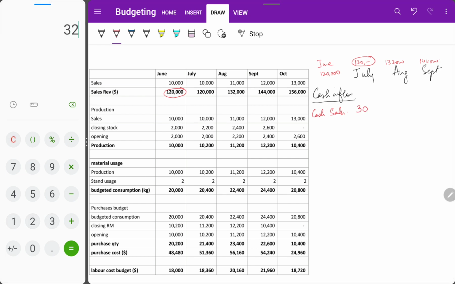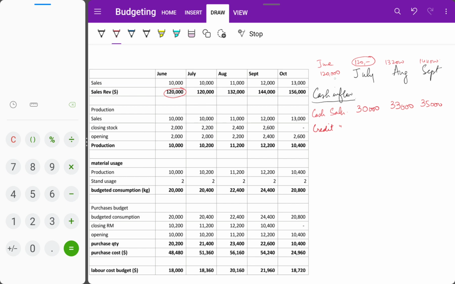So 120 times 25% is around 30,000 in July. Then 132 times 0.25 is 33,000 in August, and in September, 144 times 0.25 is 36,000, right? So this is the amount which you will get from the cash sales, 25%. And then there is the amount which you will get from credit sales. Credit sales is dependent upon the previous month.